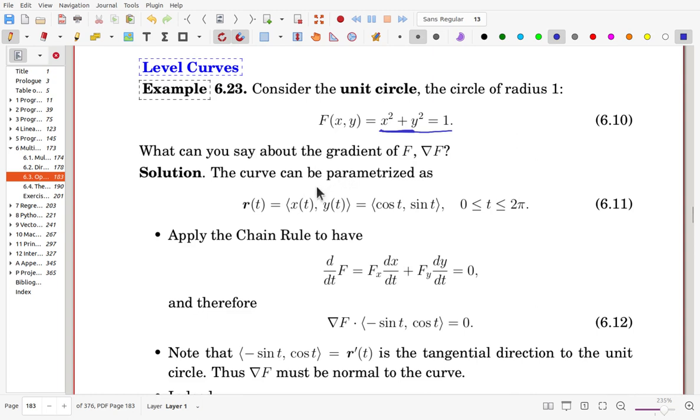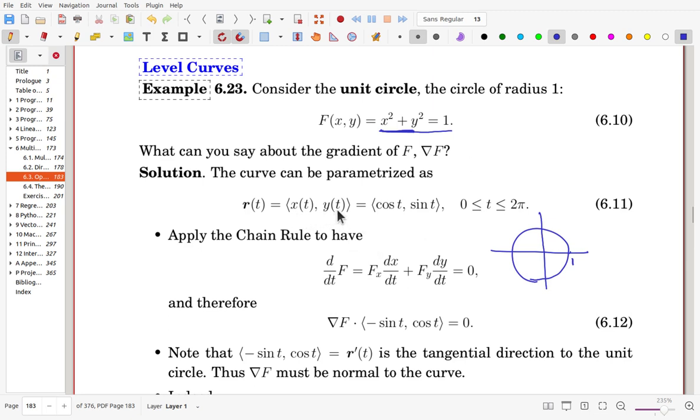we introduce the parameterization. The curve can be parameterized as in this equation. r of t is the vector x of t, y of t, where x of t is cosine t, and y of t is sine t, and t is moving from 0 to 2 pi. So that is the circle of radius 1. Starting from here, t is 0, then pi over 2, then pi, then 3 pi over 2, and 2 pi.